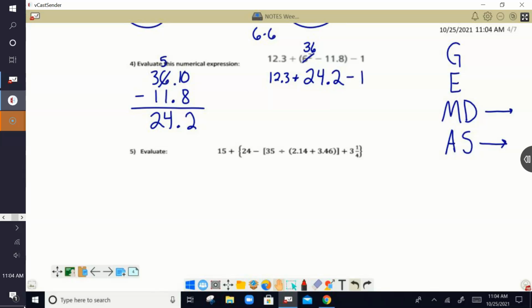I'm looking, did I get everything correct? Are there any other grouping symbols I may have overlooked? And there's not. So this is the next expression right here. So that's the next line.